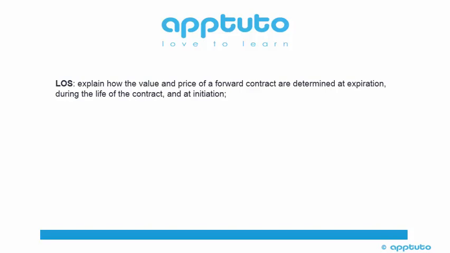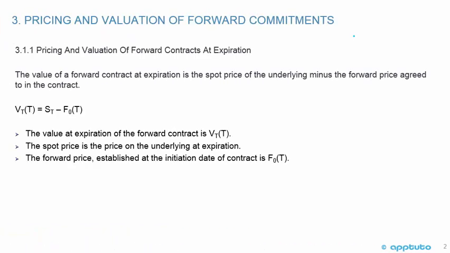This LOS is to explain how the value and price of a forward contract are determined at expiration, during the life of the contract, and at initiation. Pricing and valuation of forward commitments. So the first thing that we're going to look at is the pricing and valuation of forward contracts at expiration, okay?